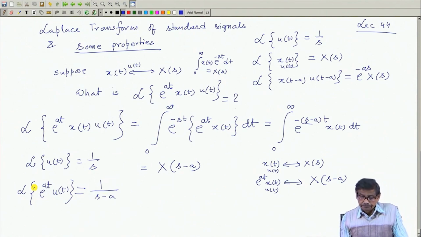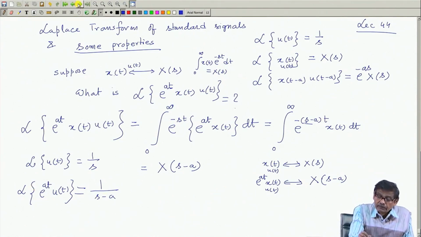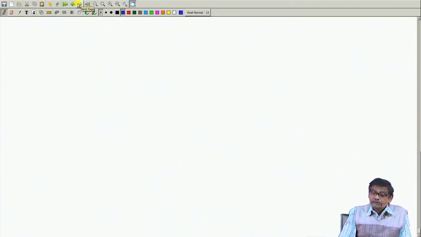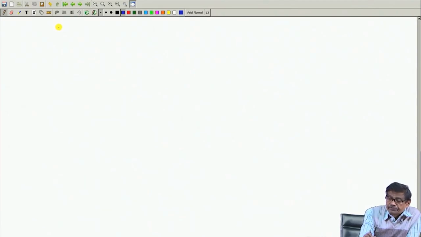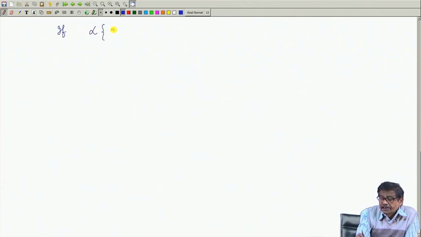We have seen that. Now, what will be the Laplace transform? These are topics which will be directly applied to the solution of differential equations. The idea is, suppose I say the Laplace transform of x(t) u(t) is X(s).